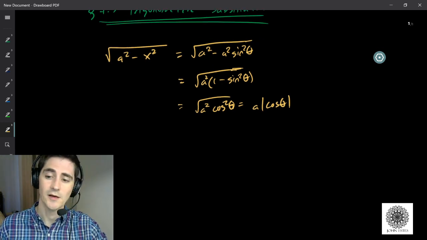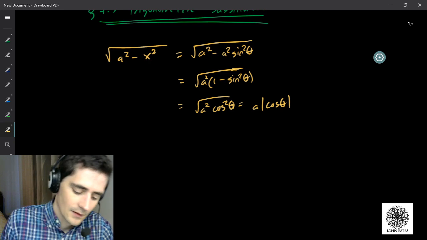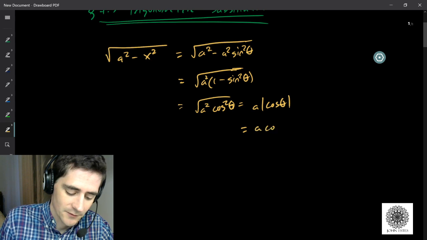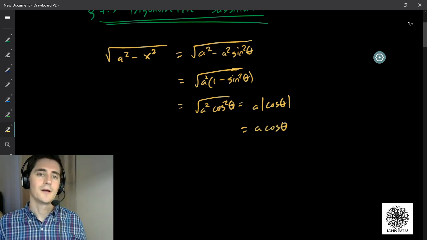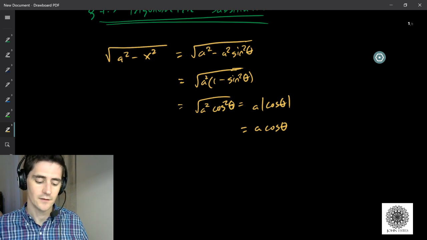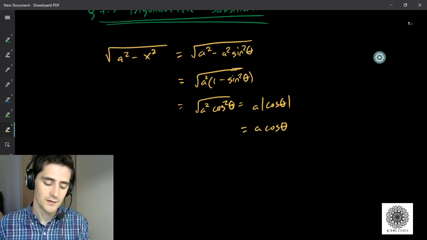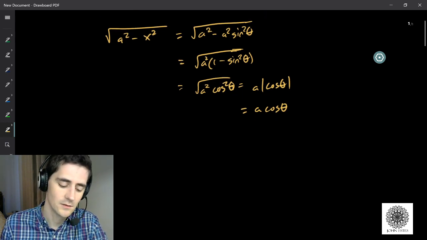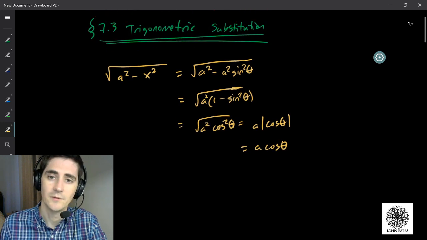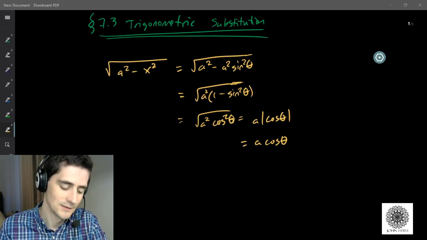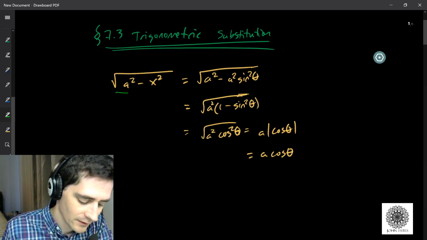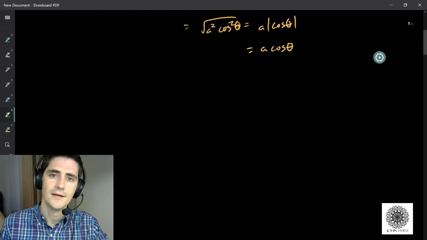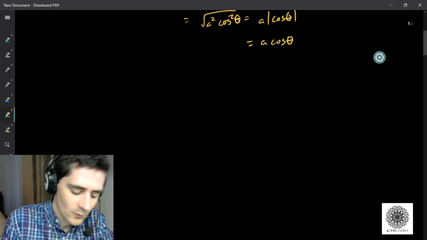And if I'm careful about the angle that I let my substitution take on, then I can actually drop the absolute value. And now, instead of integrating the square root of a squared minus x squared, I'm just integrating a cosine theta times its derivative, which would be a very easy thing to do. Okay, so that's the idea we're going to use today with trigonometric substitution. It will have three cases. So this is the first case, when I have a square root of a squared minus x squared. I'll go ahead and write those out, and then we'll talk more about what's going on later on.